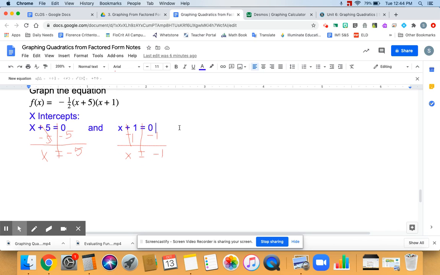So my two x-intercepts are going to be negative 5, 0, and negative 1, 0.